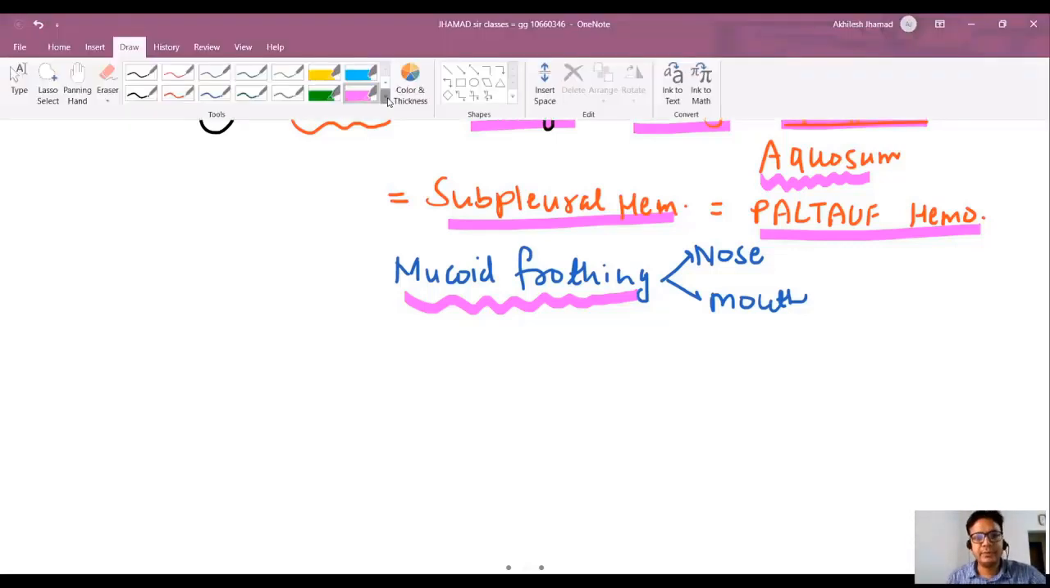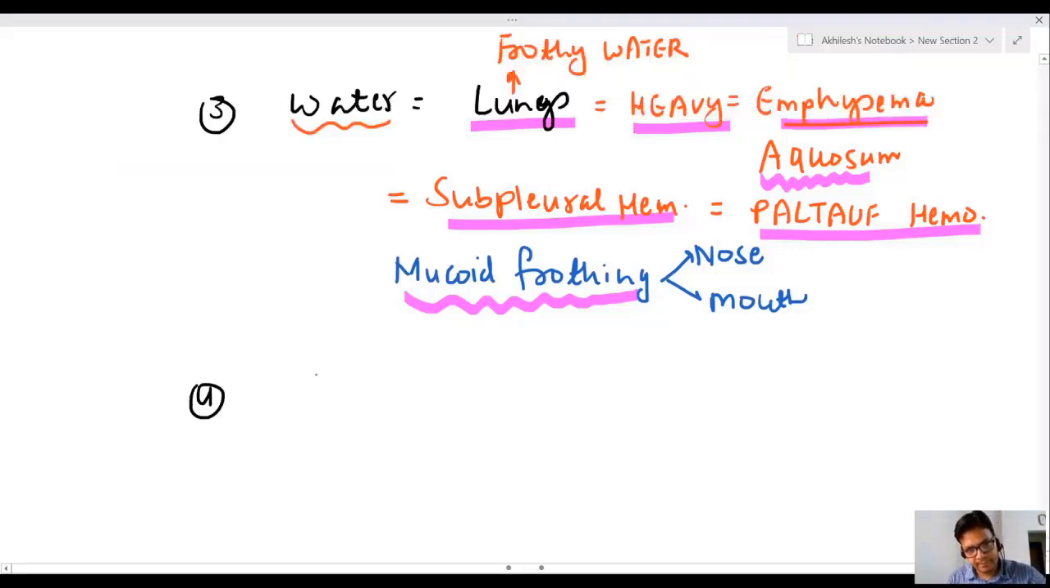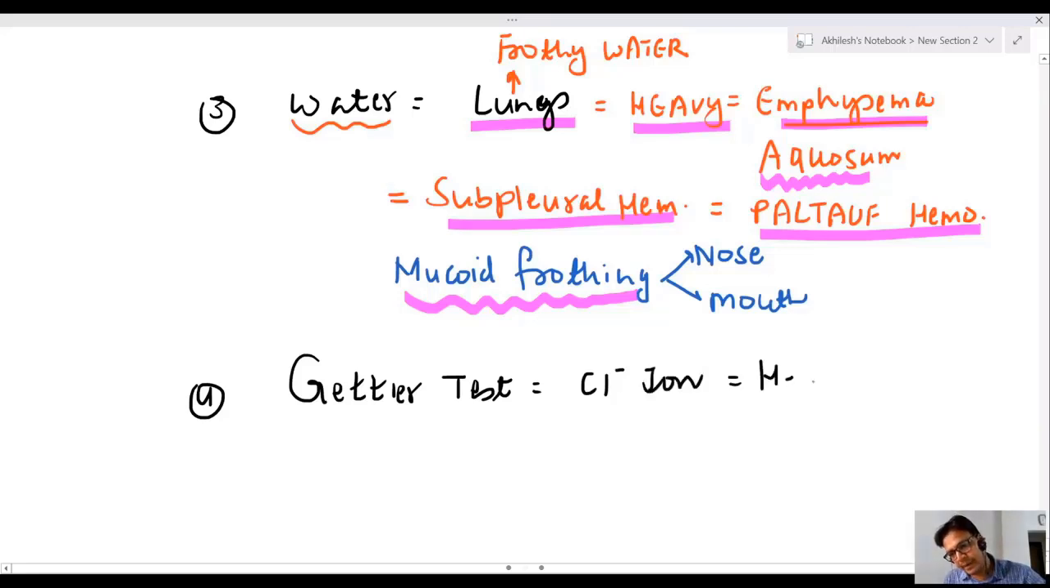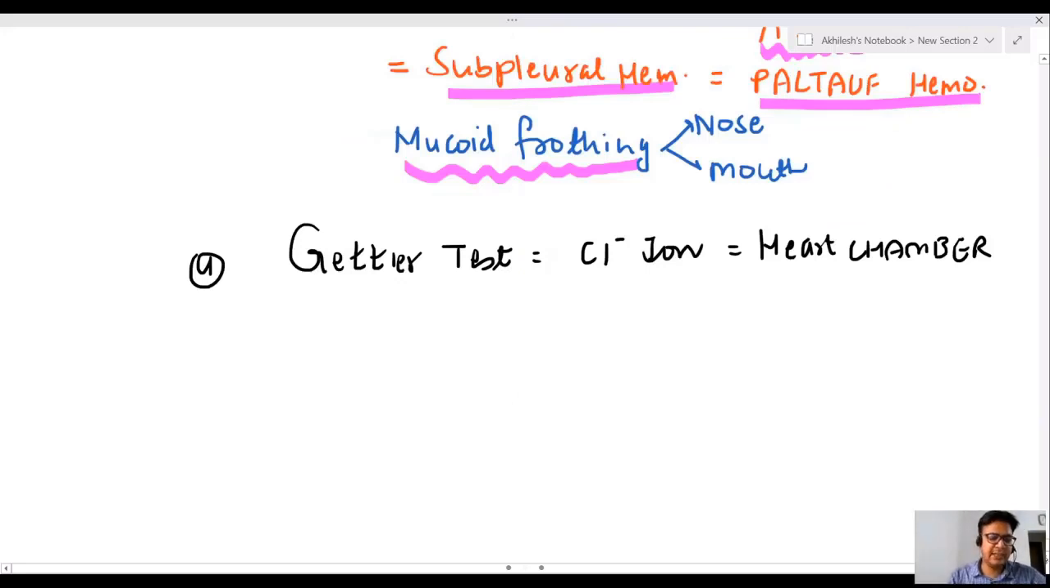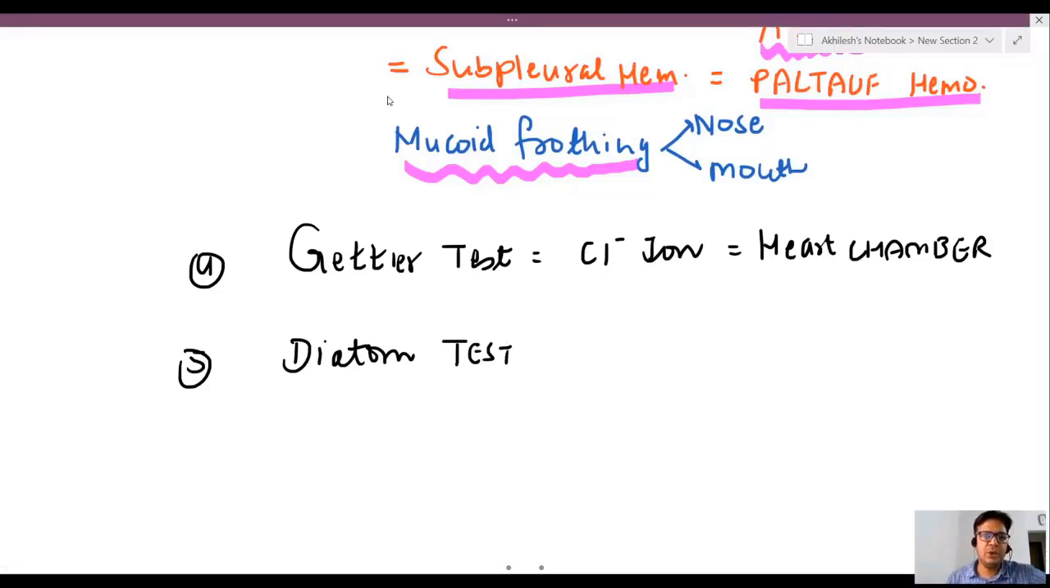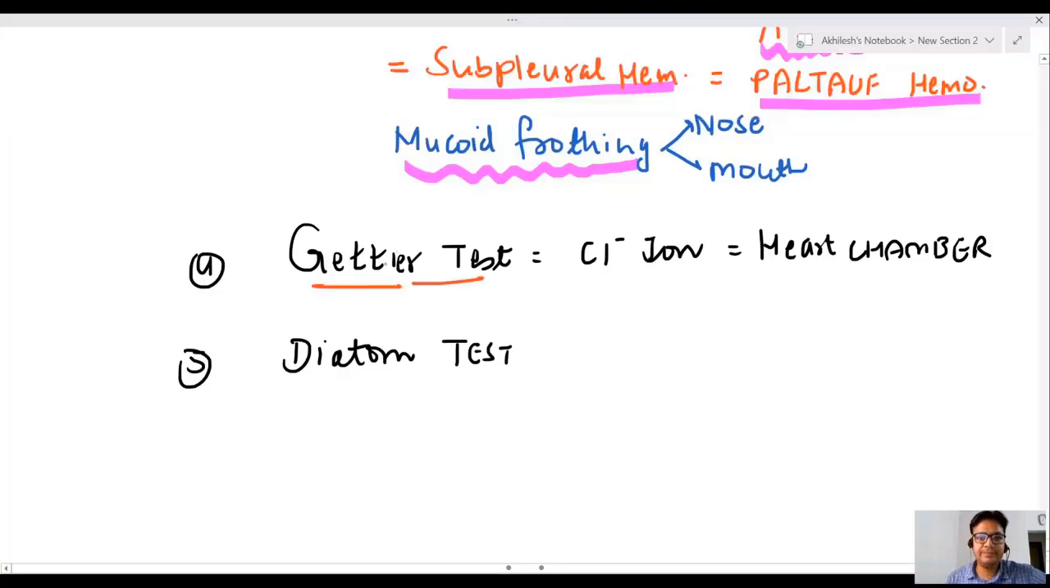Now fourth finding, Gettler test. Gettler test is chloride ion in the heart chamber. This is also an important finding of antemortem drowning. Then the diatom test. The Gettler test, chloride ion in heart chamber, is also a very important finding.